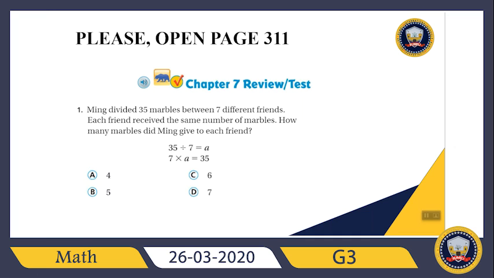Always remember this. So, he has 35 marbles. If he wants to divide it between 7 friends, in this situation I need to divide these marbles by 7. 35 divided by 7, or 7 times what equal 35? Okay, good job, 5. So your answer will be 5.